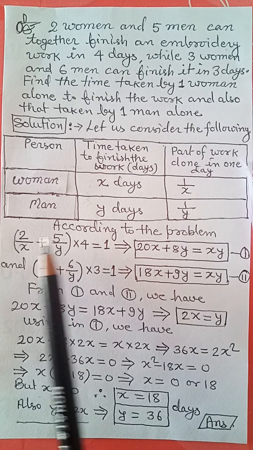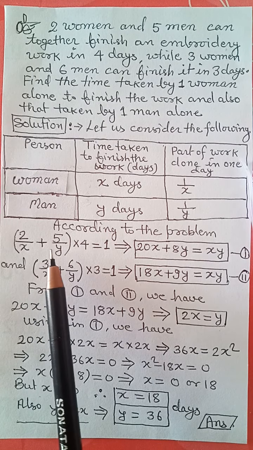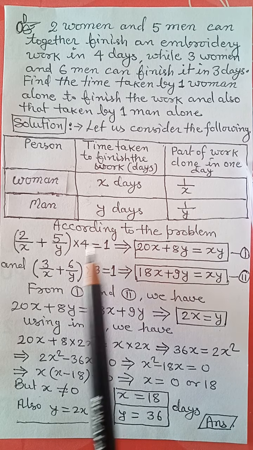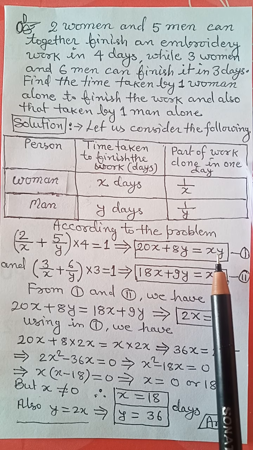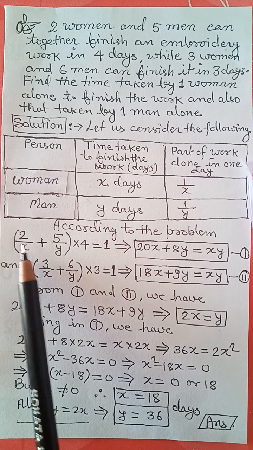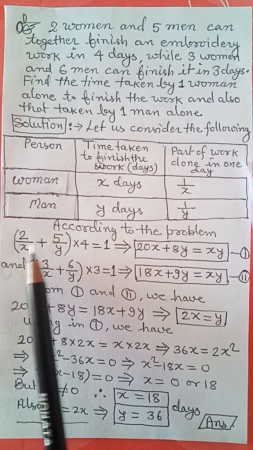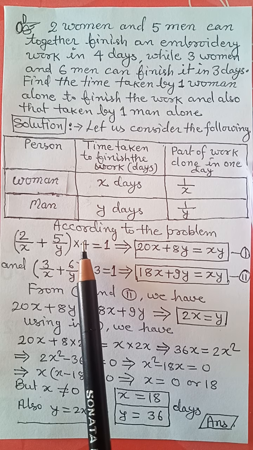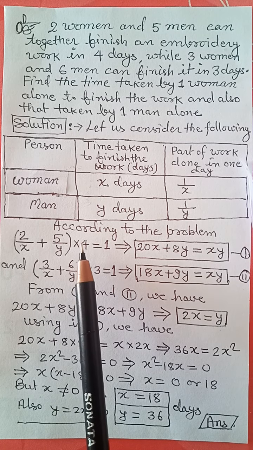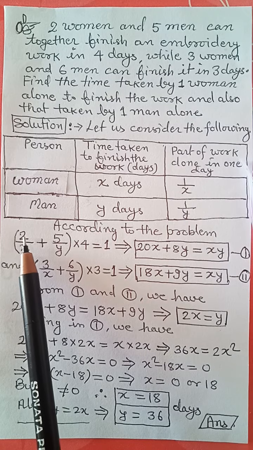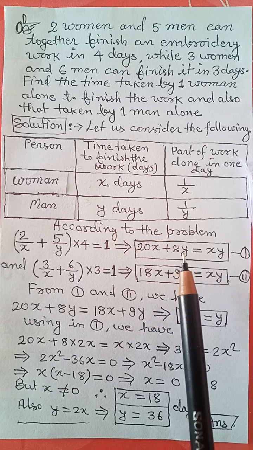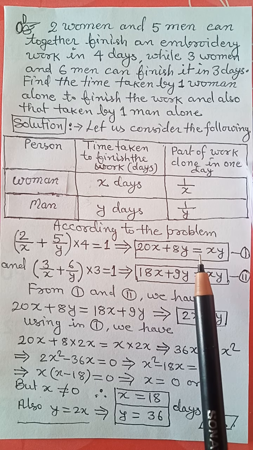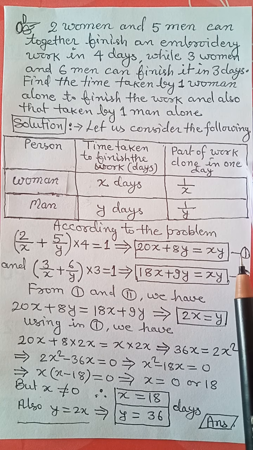Simplifying, here we have xy in the denominator, and multiplying it crosswise we have xy here. Now in the numerator we have 5x plus 2y, and this multiplied by 4. Now 5x multiplied by 4 is 20x and 2y multiplied by 4 is 8y. Thus we have this equation 20x plus 8y is equal to xy. This is our first equation.